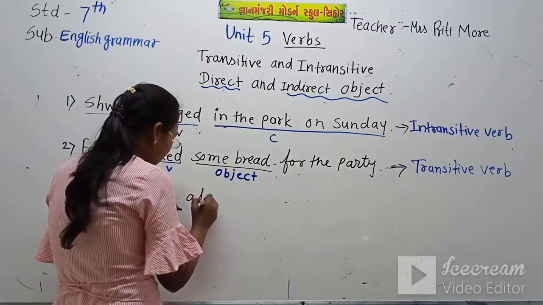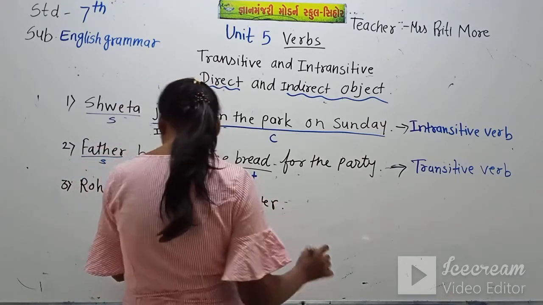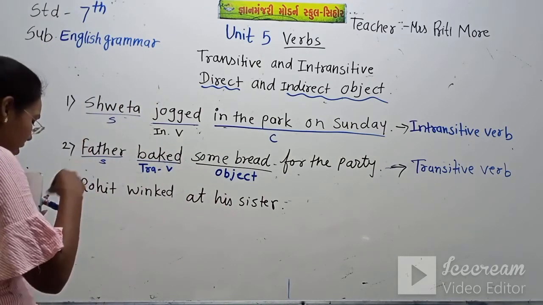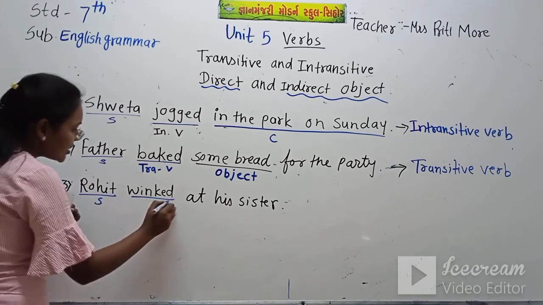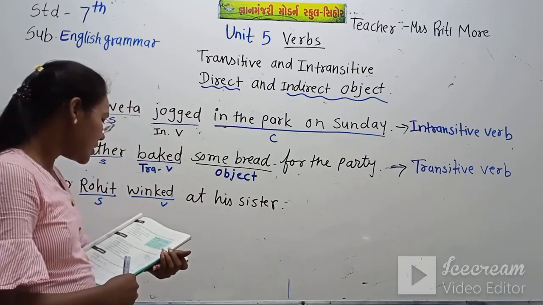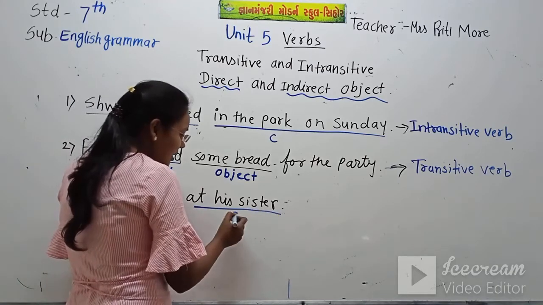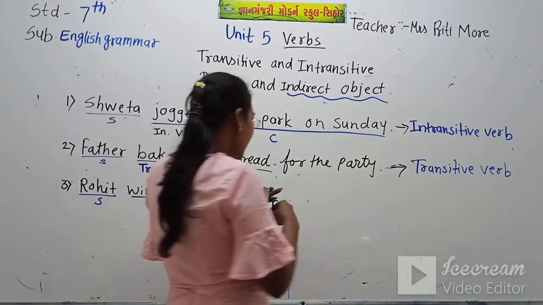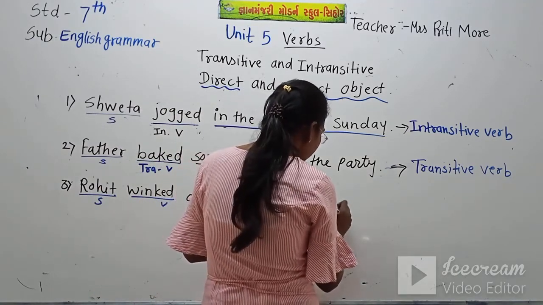Now the third, I write: Rohit winked at his sister. This is the subject, this is the verb, an object is not there, only this complement. With the complement, this sentence makes sense, it looks complete. So this is an intransitive verb.